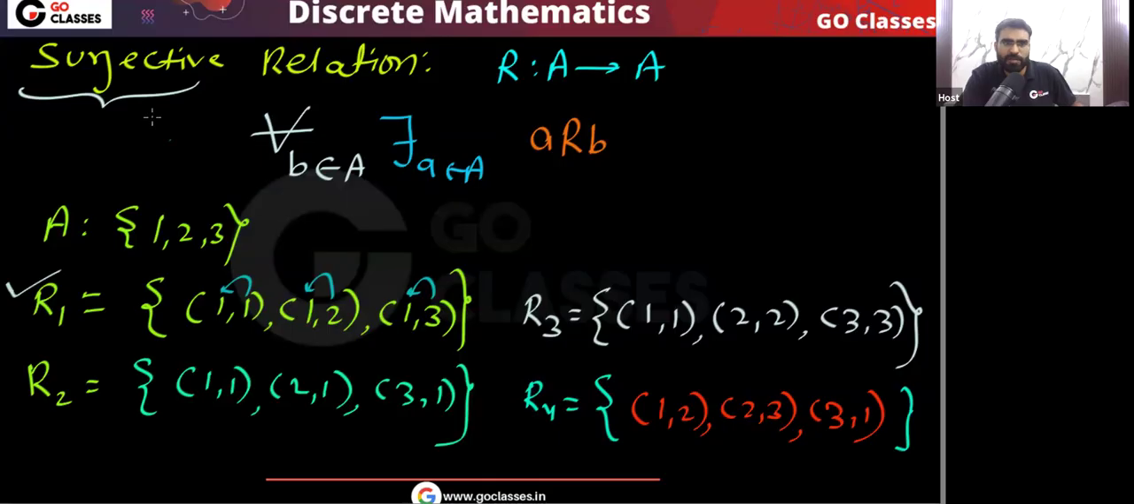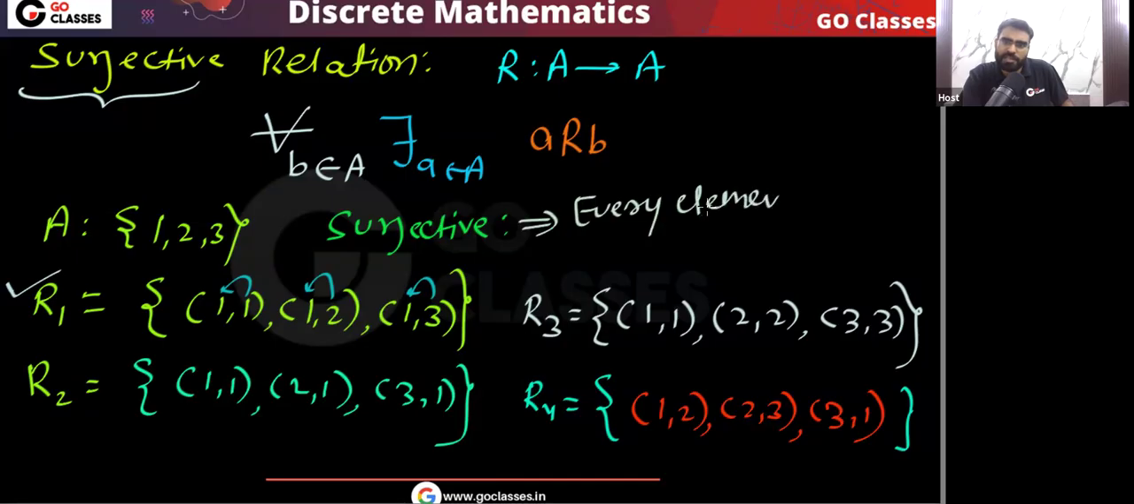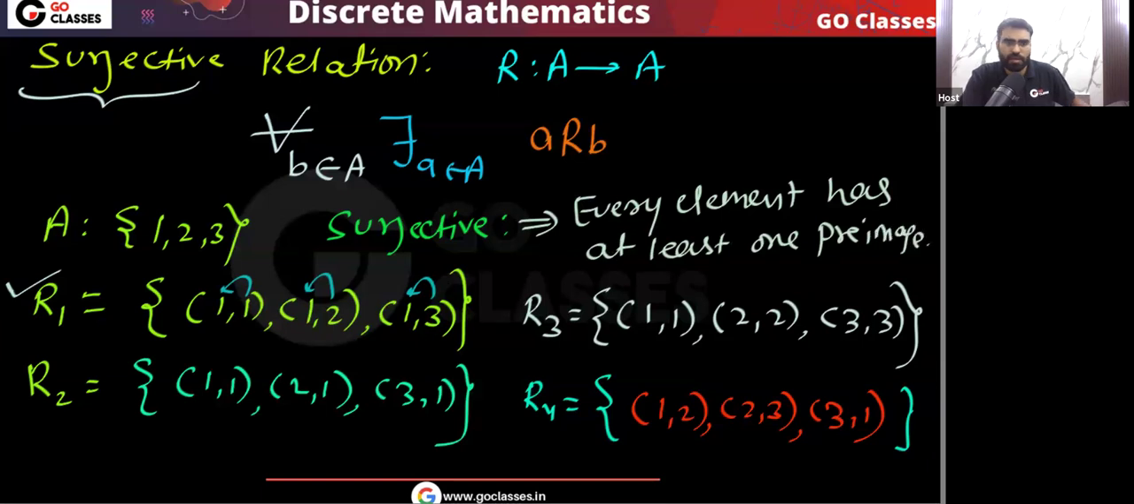Okay, surjective simply means, remember, surjective means every element has a pre-image. That is the definition of surjective. Surjective means every element has at least one pre-image. Very simple: every element has a pre-image. You can see this has this pre-image, this has this, and 3 also has a pre-image. So R1 is actually surjective.